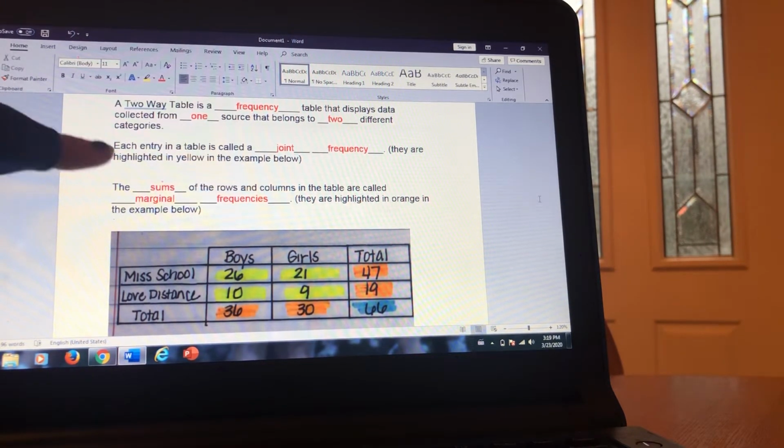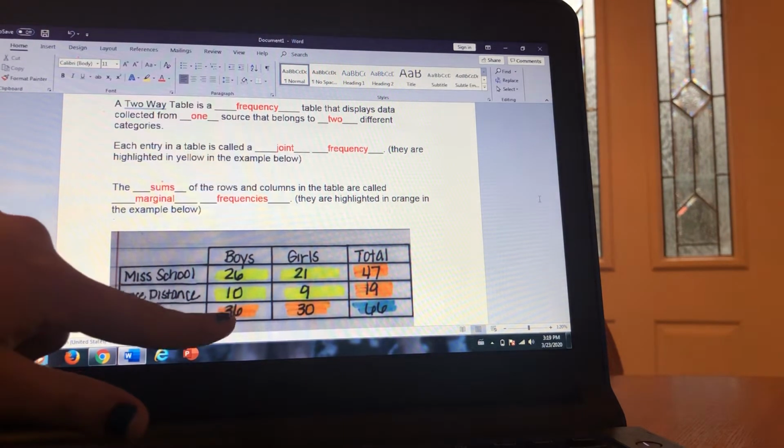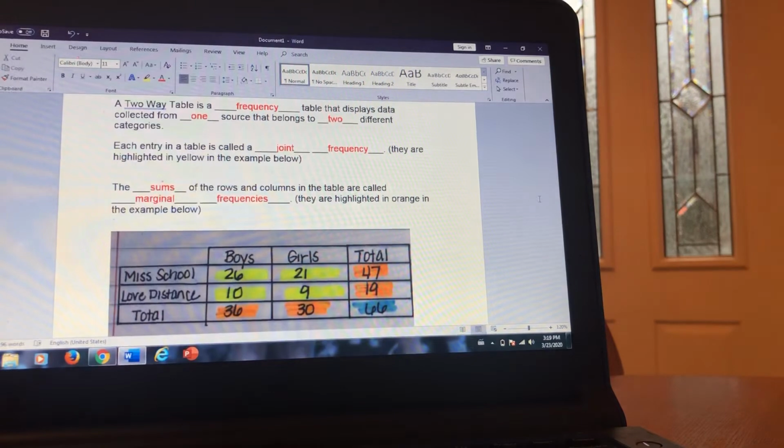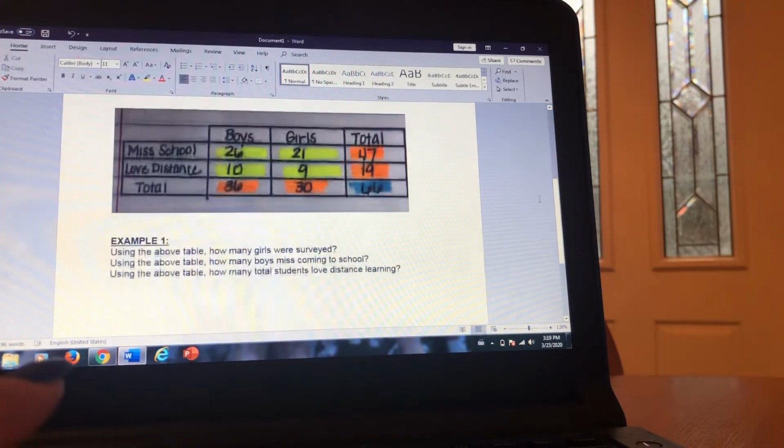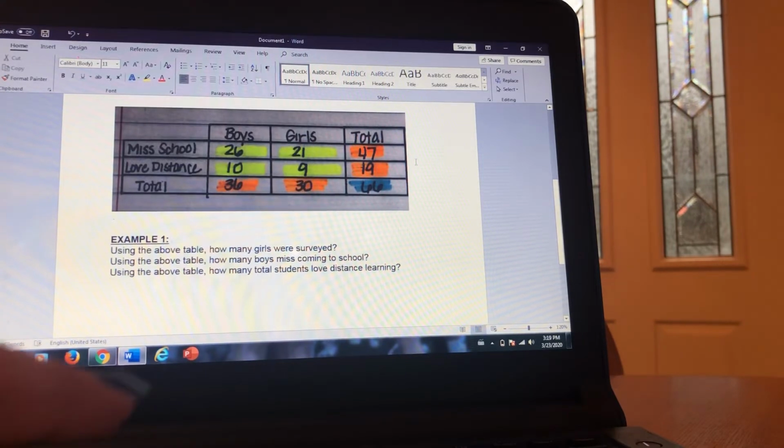The third bullet, it says the sums of the rows and columns in the table are called marginal frequencies. So these would be the ones that are in orange in our table. So all the orange examples. So let's scroll down to the first example, and we're going to answer a couple questions about it, just reading the table.